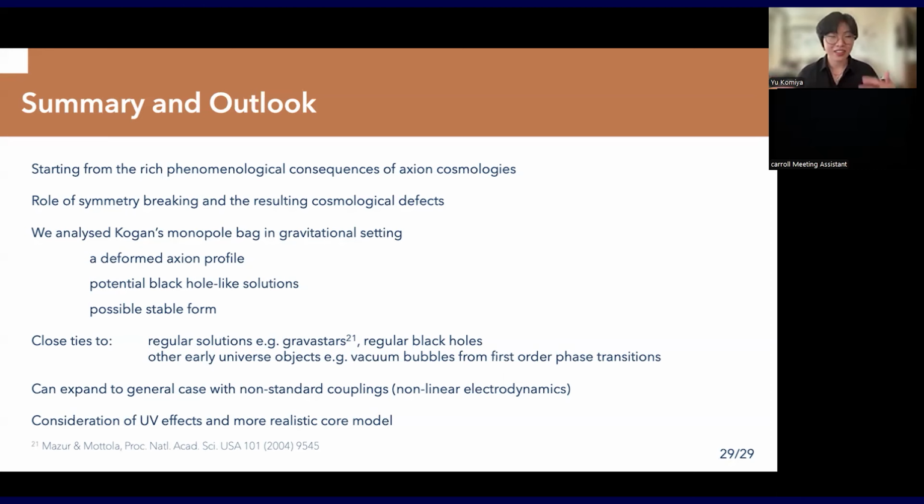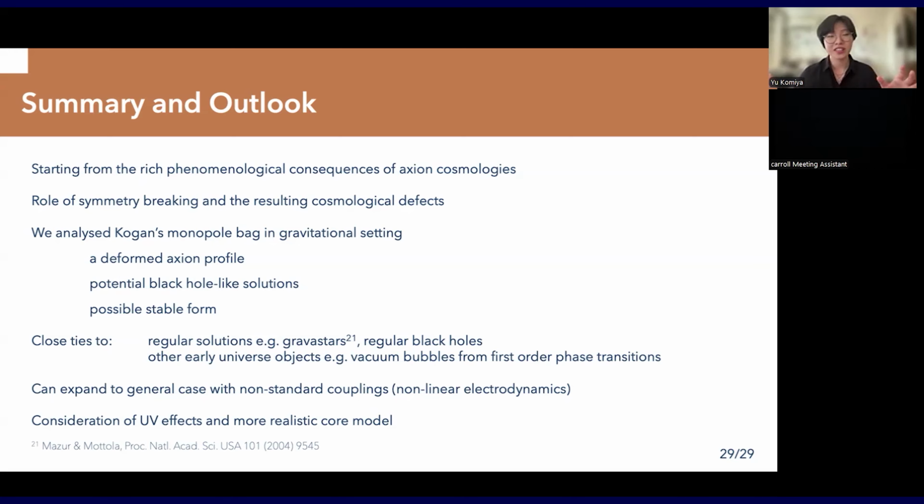And then I gave this example, which is a composite defect that was proposed by Gauguin and termed a monopole bag, where we have specifically an axionic domain wall surrounding a magnetic monopole. And I hopefully showed that in the gravitating scenario, differently to the flat case, which is already analyzed, we might expect this profile to be a lot more extended, and we might expect this object to form some sort of black hole-like solution. And this has very close ties to related areas of study.